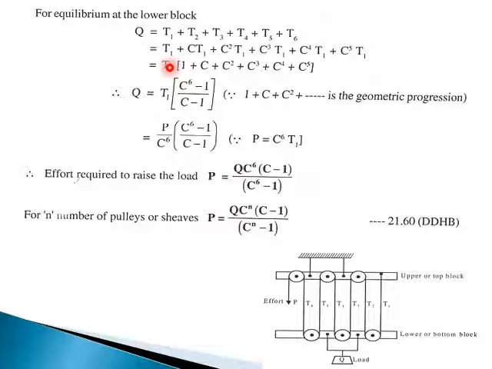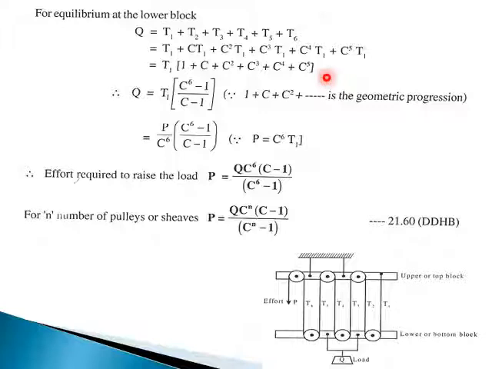So now we have seen how to write the tensions in terms of other tensions. T1 as it is, T2 in terms of the ratio of tensions into the initial tension T1. Similarly, C to the power 2 T1 plus C to the power 3 T1, C to the power 4 T1 plus C to the power 5 T1. You can rewrite these as T1 into, in the bracket, 1 plus C plus C square plus C cube plus C to the power 4 plus C to the power 5. Which is nothing but a geometric progression, right?